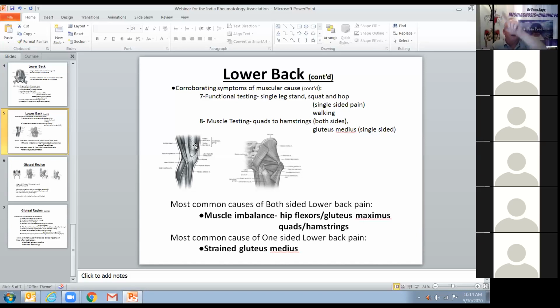So it's a bell curve. And what you find is that there's an optimal length that creates an optimal force. Depending on which side of that you're on determines whether you strengthen a muscle or stretch a muscle. So let's look at the quadriceps muscle.